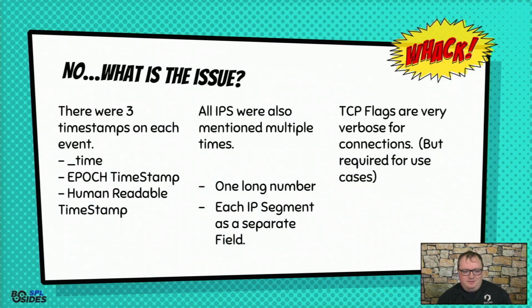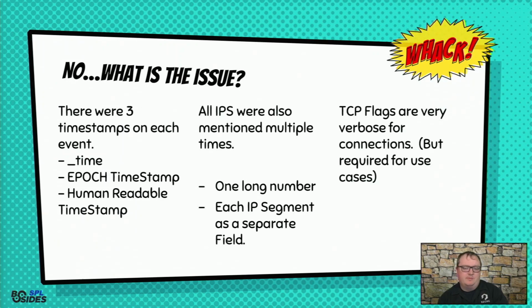The issues: you have 3 timestamps. You have underscore time, which gets generated by Splunk, or in this case, Stream. You have the epoch timestamp, which is hard coded into raw, and then you have the human readable timestamp, which is also hard coded into raw.